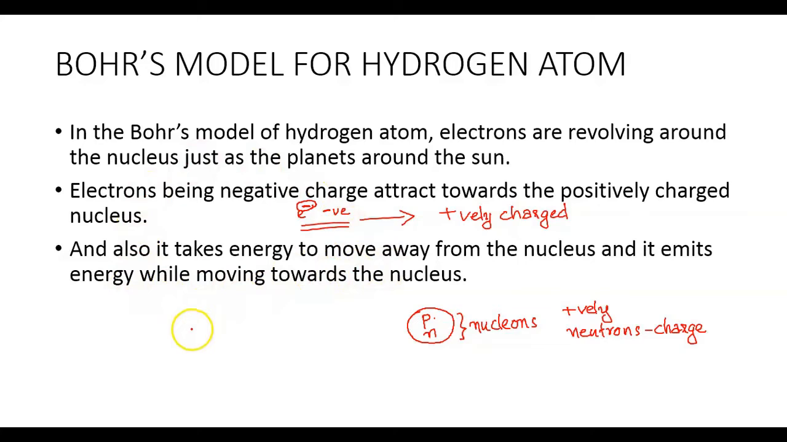That is one of the postulates of Bohr. He said that the electrons are revolving around the nucleus, as you can see here. This is the nucleus, and this is one electron which is revolving around the nucleus in a fixed path called an orbit. This is another energy level, so again I'm drawing one. And whenever this electron wants to move to the second energy level, it takes energy to move away from the nucleus.